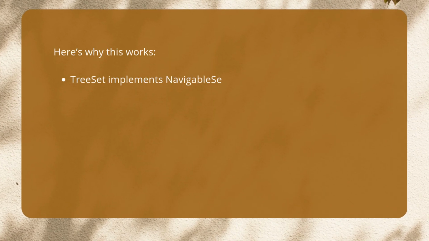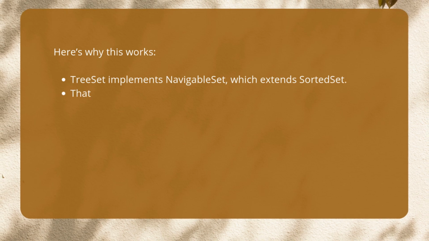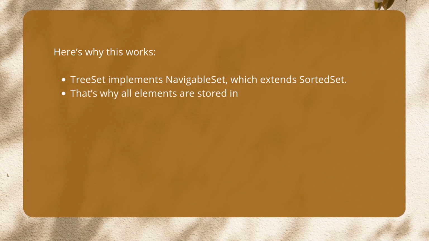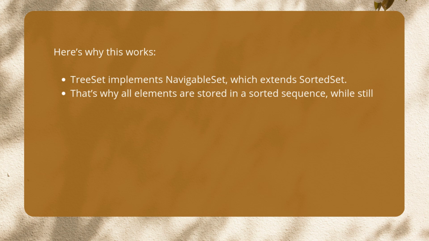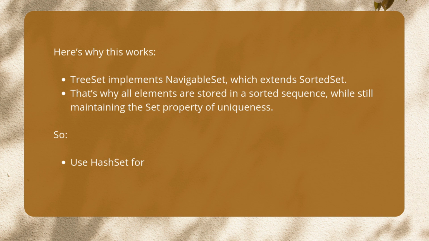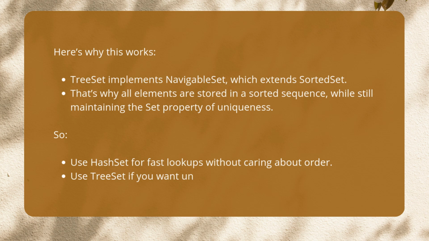Here's why this works. TreeSet implements NavigableSet, which extends SortedSet. That's why all elements are stored in a sorted sequence, while still maintaining the set property of uniqueness. So, use HashSet for fast lookups without caring about order. Use TreeSet if you want unique, sorted elements.